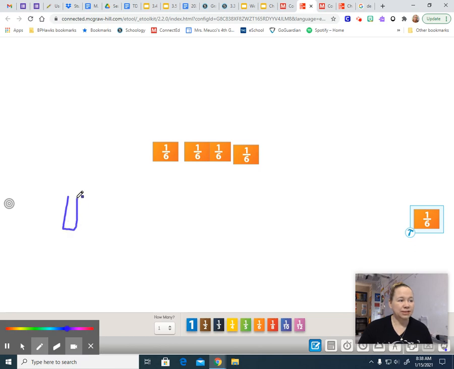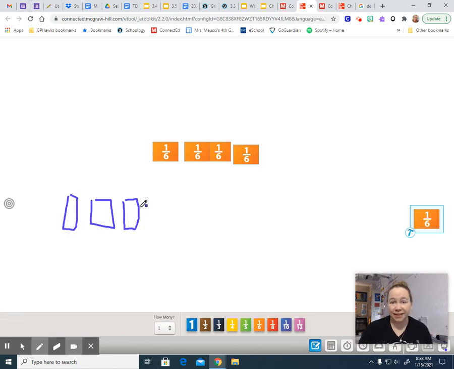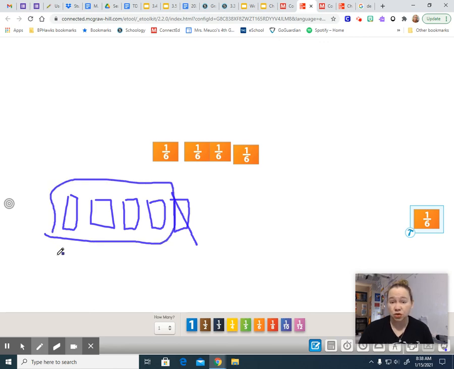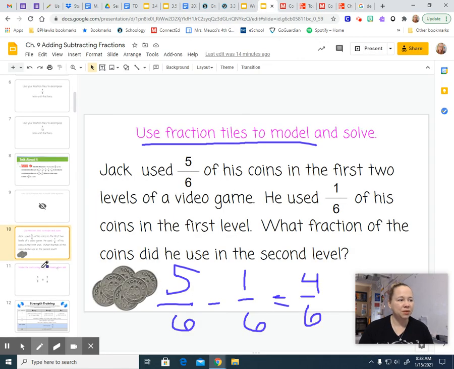I would have drawn 1/6, 1/6. It's important that unlike my drawings, yours should all be the same size or close to it, right? So I'm going to draw 1/6, 1/6, 1/6, 1/6. There's my 5/6 that he used on both levels, right? And all I'm going to do is get rid of 1. I subtracted 1. And what I have left is 4/6. So that's how you would draw it in your math book. Okay.